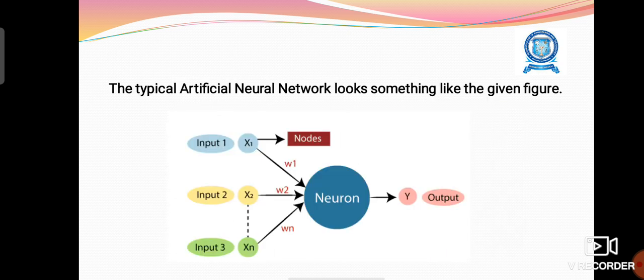The typical artificial neural network looks something like the given figure. There will be a set of inputs. Each input will be applied to the nodes. Nodes are represented as x1, x2 up to xn, and the nodes will be connected to the neuron, and as a result of the processing, the output Y will be produced from the network.